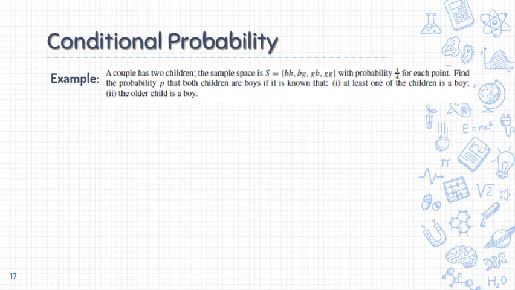So let's read this example. A couple has two children. The sample space is, so, naragi given na niya ang sample space. So, na ang duha ka couple daw, or ang mag-asawa na, di sila'y anak. So, duha ka anak. So, this could be the order of their kids. So, pwede boy-boy, pwede sad boy-girl, pwede girl-boy, pwede sad siya both girls.